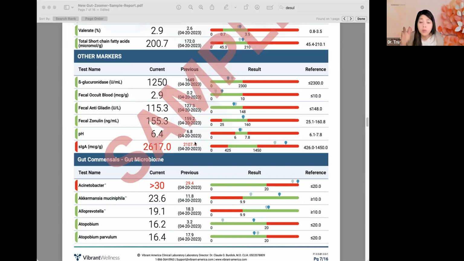So when these organisms overgrow, Clostridia is a family of bacteria that are often overgrowing in our gut microbiome. Then you can have an overproduction of this enzyme, and this enzyme cuts the bond that keeps the estrogen waste in the gut.